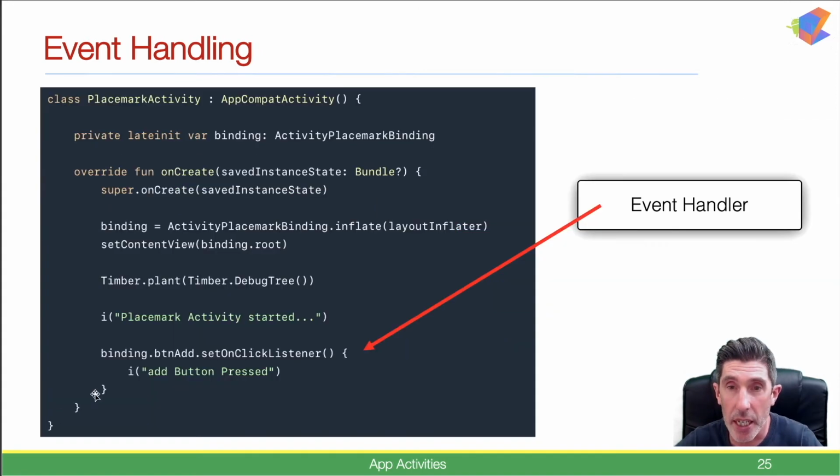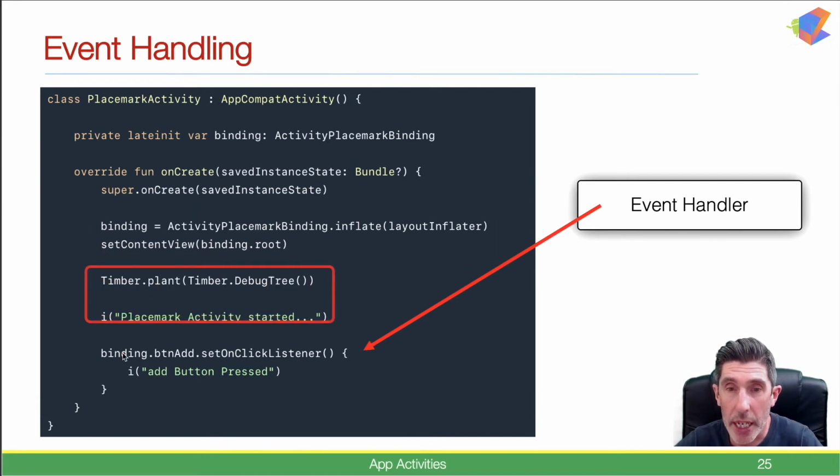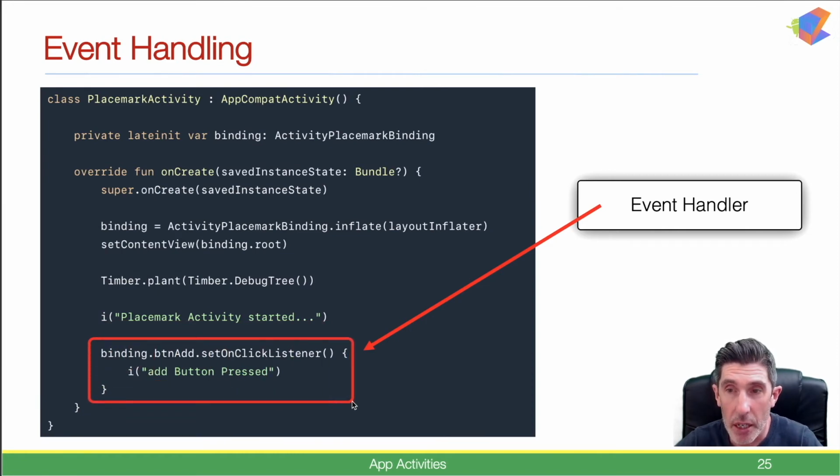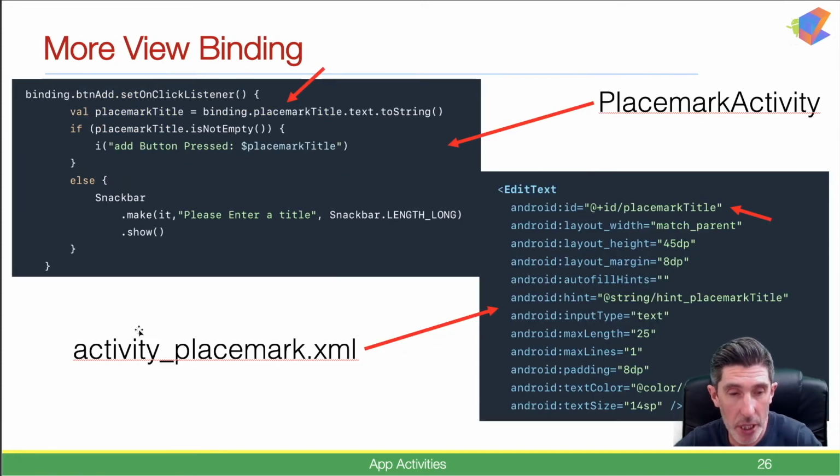To look at it in the context of the overall class, here we are inside our onCreate. There's the binding setup. There's our logging, and then again all inside the onCreate, there's our event handling. So that binding there is accessing directly the button add widget on the layout. Okay.